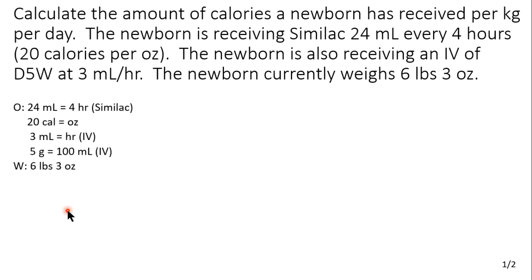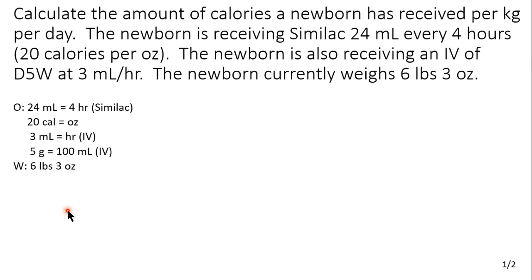So we have to write our information. So as you can see, we have 2 sources of calories here. So we're going to have to work with each one independently. So for the Similac, we have 24 milliliters per 4 hours and 20 calories per ounce.